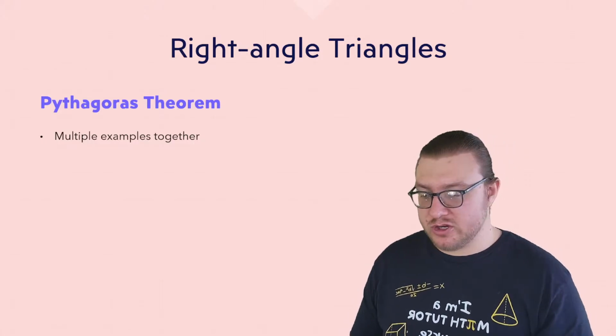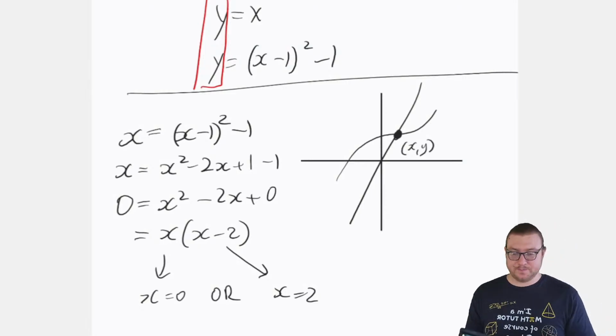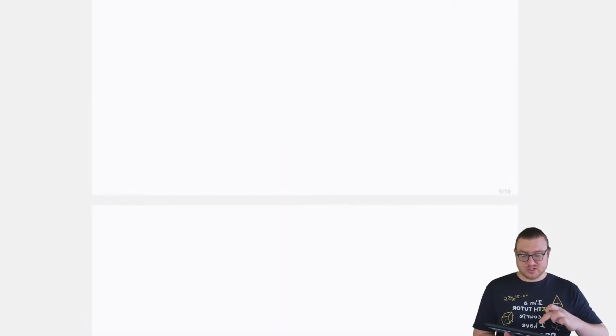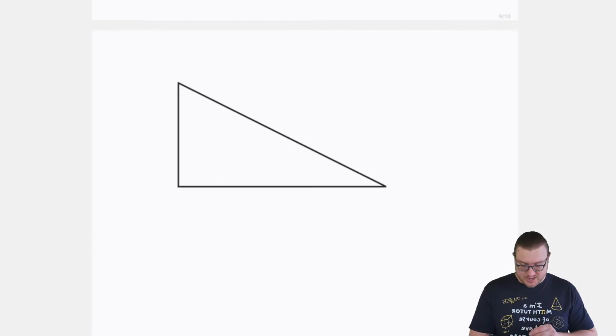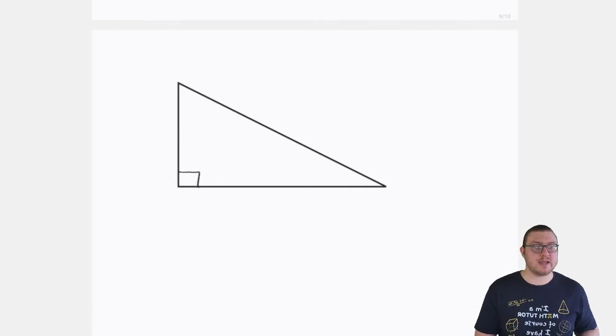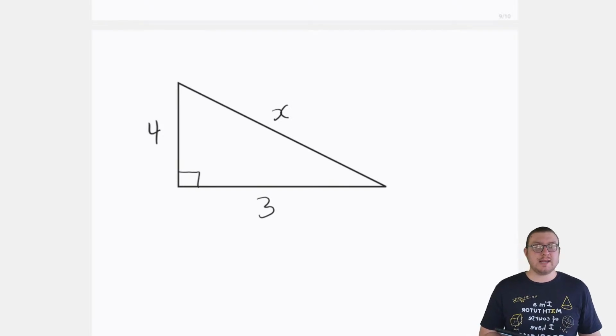So we're not going to do multiple examples together. We're just going to do one real quick, that should be enough because Pythagoras theorem is not that difficult to use. So if we have a right angle triangle, as long as you're using the equations that I've given you, you will be sweet. So if we have two sides here, 3 and 4, and we want to find the other side, well, let's have a look.